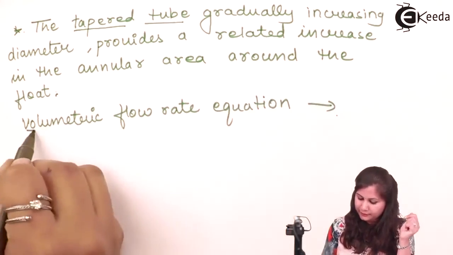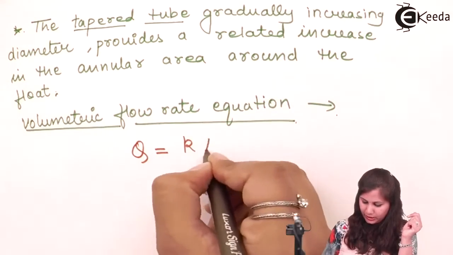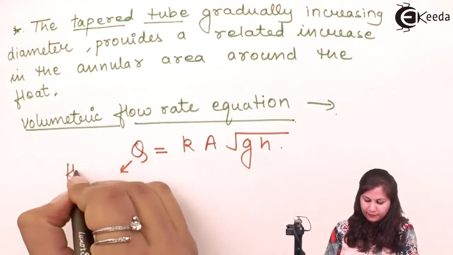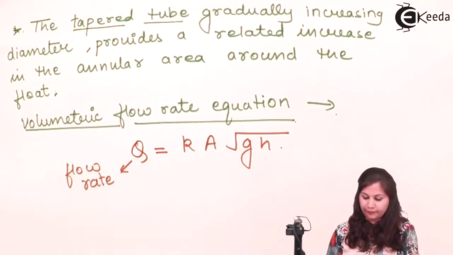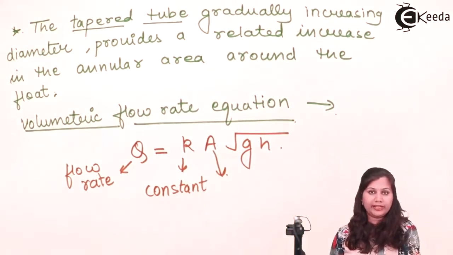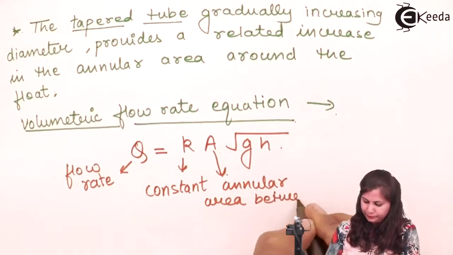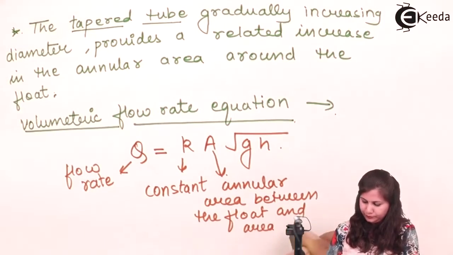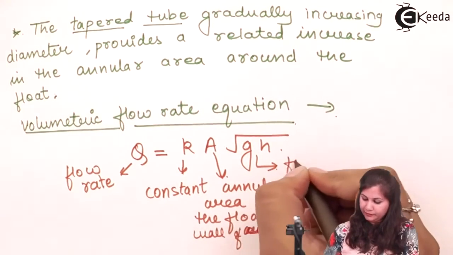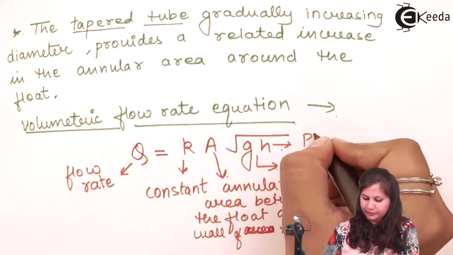and that equation is Q equals K A under root of G H, where Q is the volumetric flow rate, K is a constant, A is the annular area between the float and the wall of the tube, G is the acceleration due to gravity, and H is the pressure head.